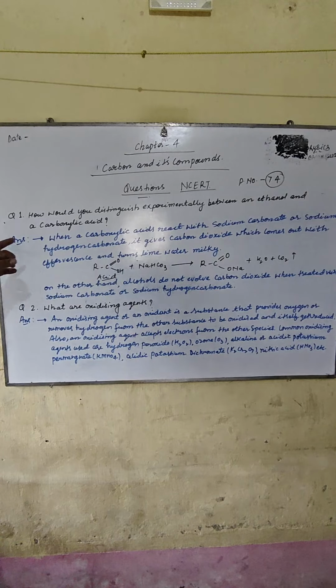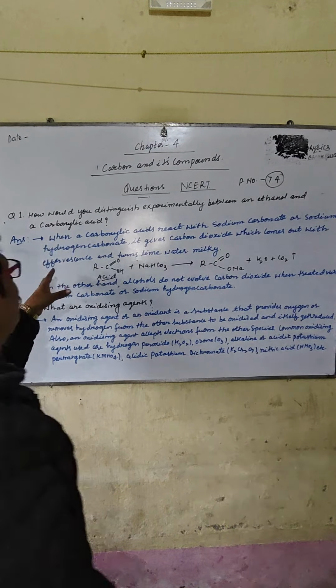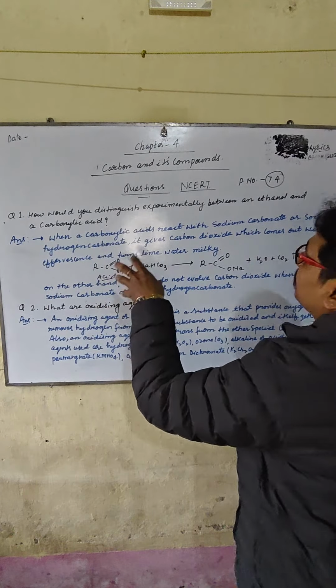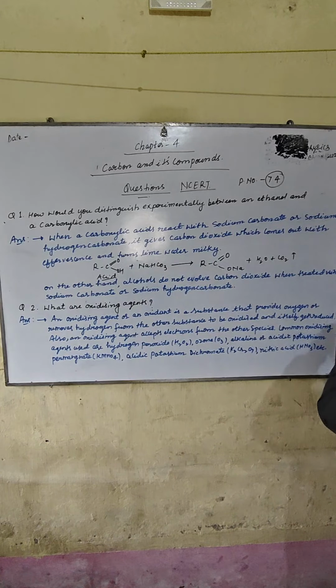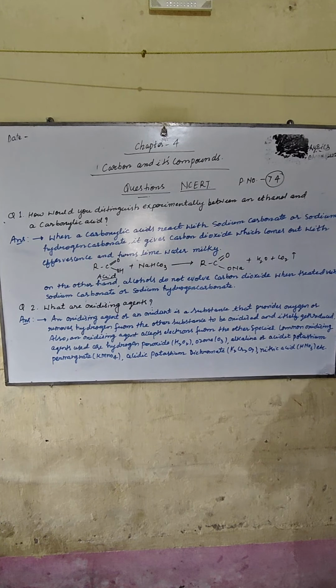So the question is, how do you distinguish experimentally between ethanol and a carboxylic acid? We distinguish them because the carboxylic acid reacts with sodium hydrogen carbonate and gives you sodium acetate, water and carbon dioxide, while ethanol does not react with sodium carbonate and sodium hydrogen carbonate.